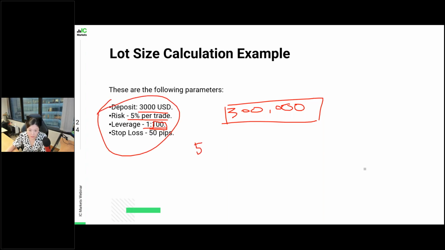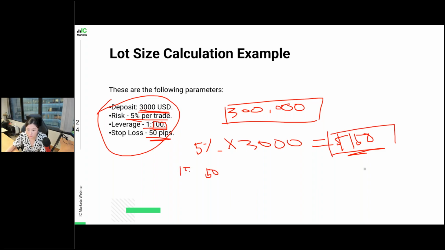So out of this 300,000, this person is only willing to lose 5% of his original amount, which is 3,000. Okay, so he is only willing to risk $150 based on what he has outlaid. So 5% of this gives you $150 with a 50 pip stop loss. Okay, 50 pip stop loss, $150 risk. So 150 divided by the number of pips means $3 per pip move. Okay, the max price for 1 pip is actually $3 since the stop loss is at 50.